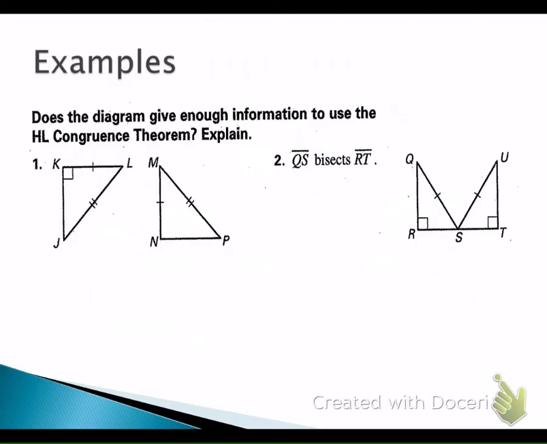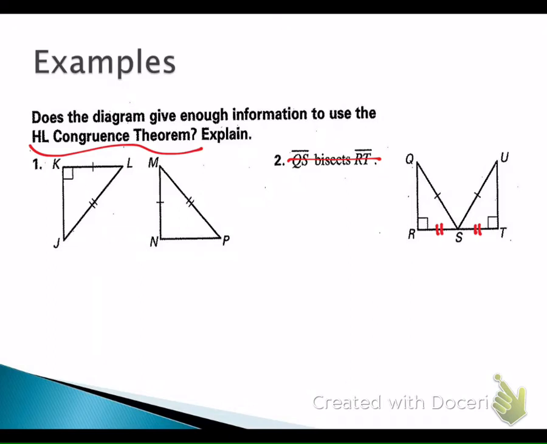As you're drawing number 2, I'm going to help you figure out what this is saying. This is saying that QS bisects RT. So if RT is bisected, then these segments are congruent. You can just go ahead and label those congruent. Take a second, draw these triangles, and then now it's asking us, does HL work? So yes, it's an HL, or no, it's not an HL, and why?